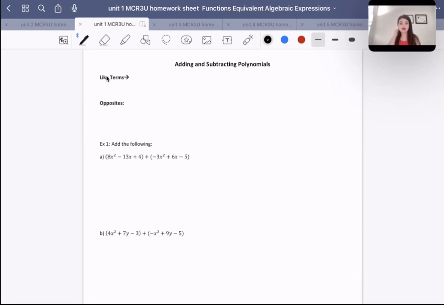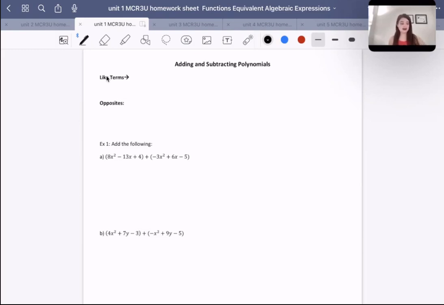So the first thing we have to know about adding and subtracting polynomials is that we can only add and subtract like terms to simplify them further. We can't do this with terms that are not like terms. So for example, if we have 3x plus 5x, we can simplify that further to get 8x. But if we have 3x plus 5, we cannot. We cannot simplify that further because they're not like terms. One is a constant and one is a degree 1 polynomial.